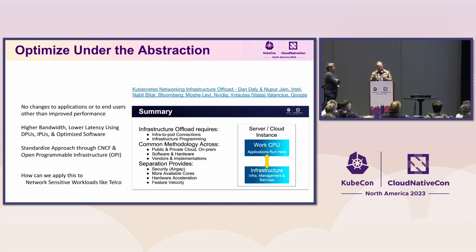Last year at KubeCon 2022, several of our presenters, not including me, held a similar panel on how optimized software and new hardware accelerators, DPU and IPU, can be used to accelerate Kubernetes networking underneath the existing abstraction of Kubernetes networking. What is running in the containers does not change, except that they experience a much faster, lower latency network. Our panel today is applying this concept to edge and telco workloads.